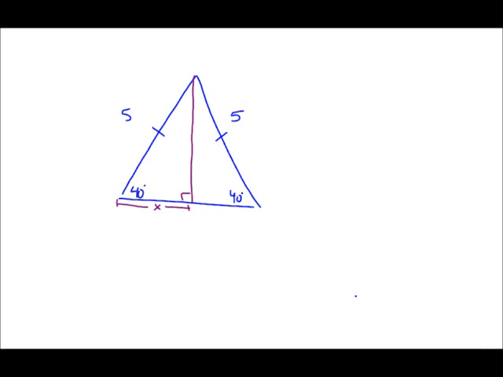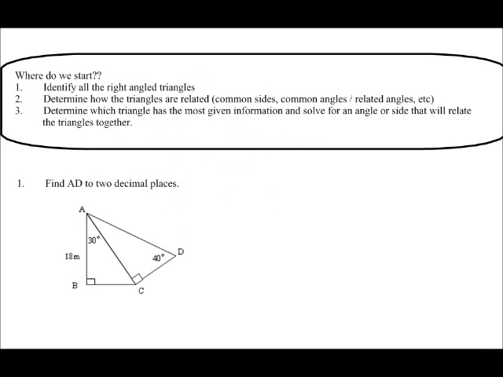A common mistake is that students, if they're looking for the base, would do this: opposite, adjacent, I'm going to use tan. It doesn't work if it's not a right triangle. You won't get the right answer. It's a common mistake.